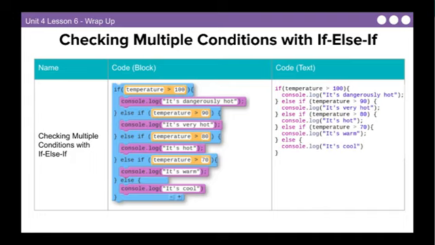This is how you would check multiple conditions with the if-else-if. So if the temperature is greater than 100, the console log is going to say it's dangerously hot. Else, if the temperature is greater than 90, it's going to print it's very hot. Else, if the temperature is greater than 80, it's going to print it's hot. Else, if the temperature is greater than 70, it's going to print it's warm. And anything 70 or below, it's going to say it's cool.